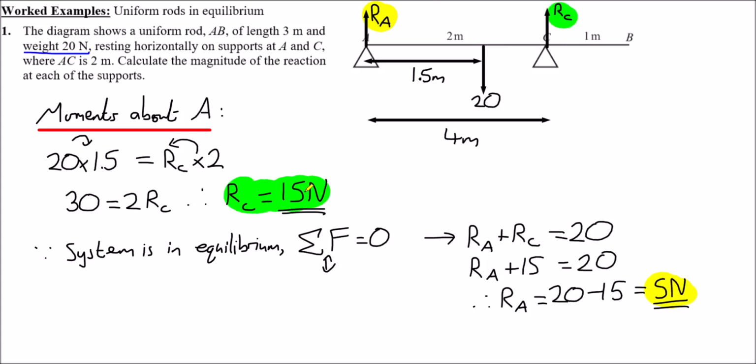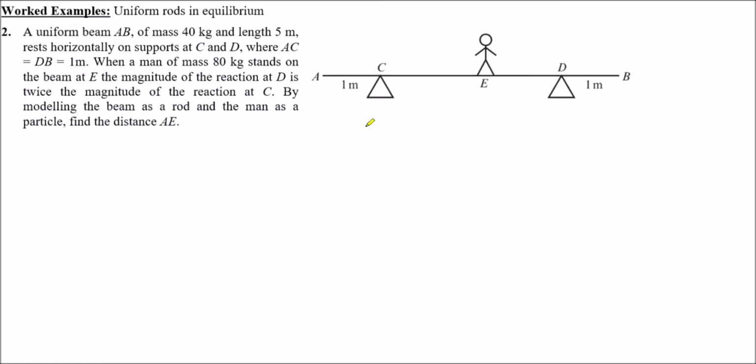We can now move on to worked example number 2. Here we've got a person standing on a rod. It's a uniform beam, AB, of mass 40 kilograms and length 5 meters. It's resting horizontally on 2 supports, C and D, where AC is the same as DB, which is 1 meter. When a man of mass 80 kilograms stands on the beam at E, the magnitude of the reaction at D is twice the magnitude of the reaction at C.